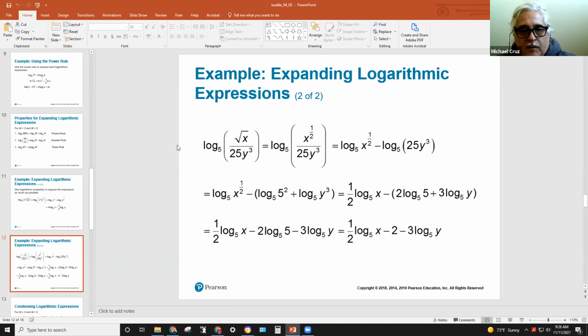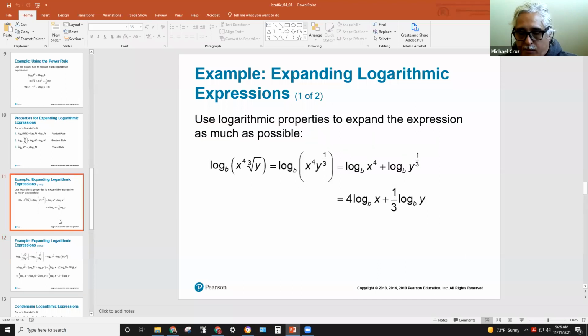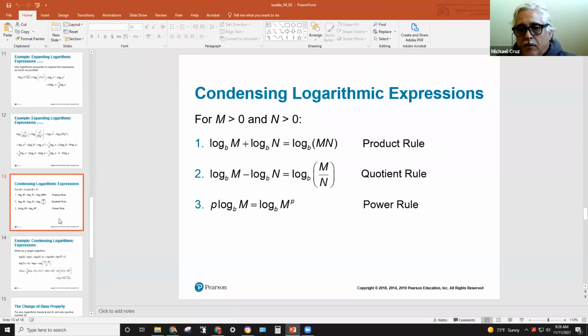All right. Let's move on, if you don't have any questions about that. So now we can use the rules backwards to condense. The product rule works both ways, so we can condense if we like.